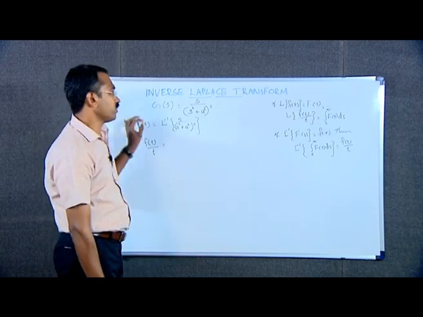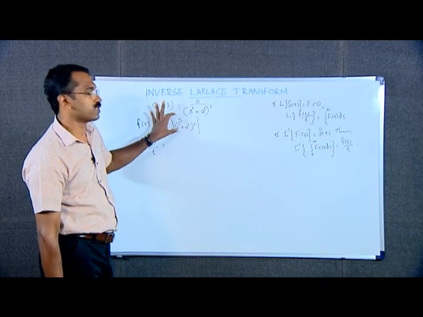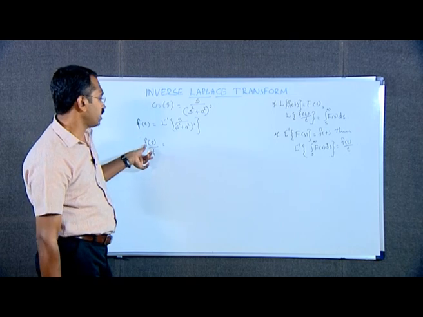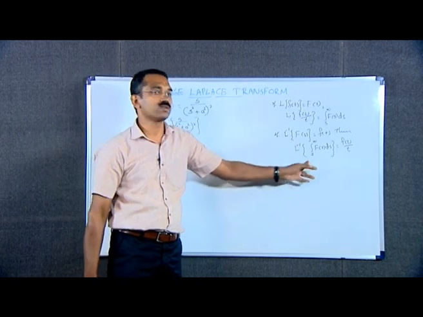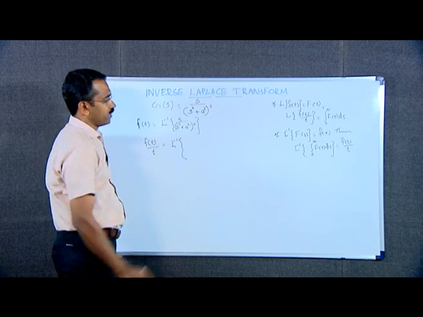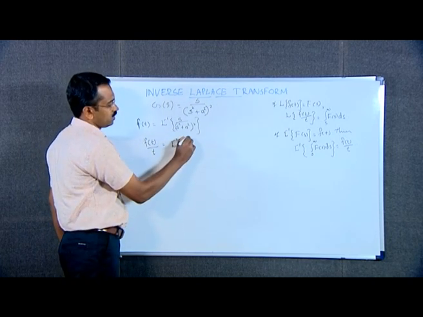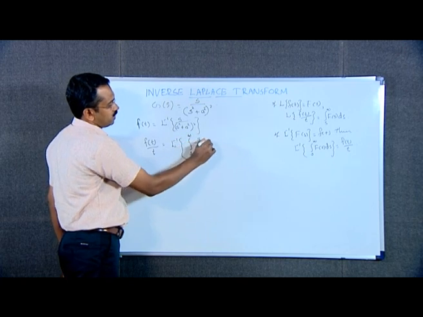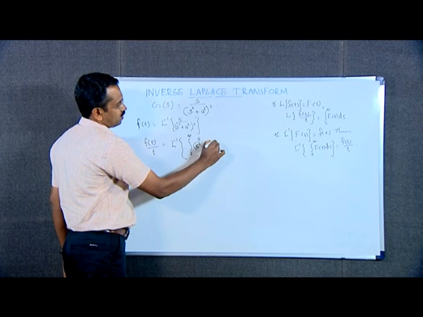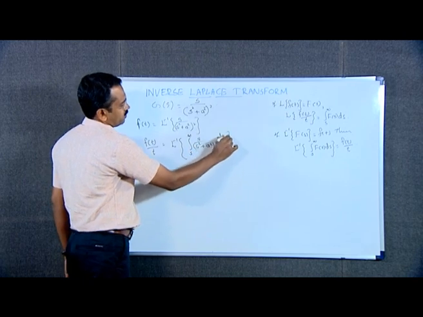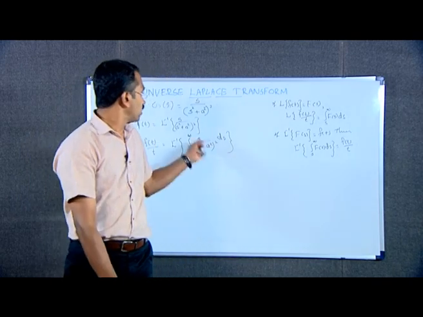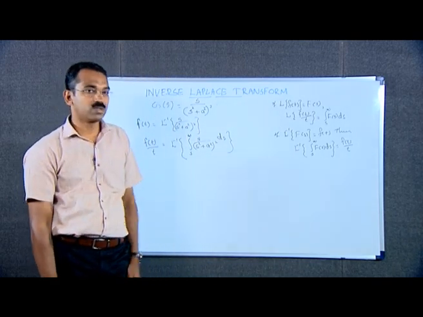Therefore, here f of t is L inverse of s by s square plus a square the whole square. Then f of t by t can be written as L inverse of integral s to infinity s divided by s square plus a square the whole square ds. We have to integrate this function between the limits s and infinity.